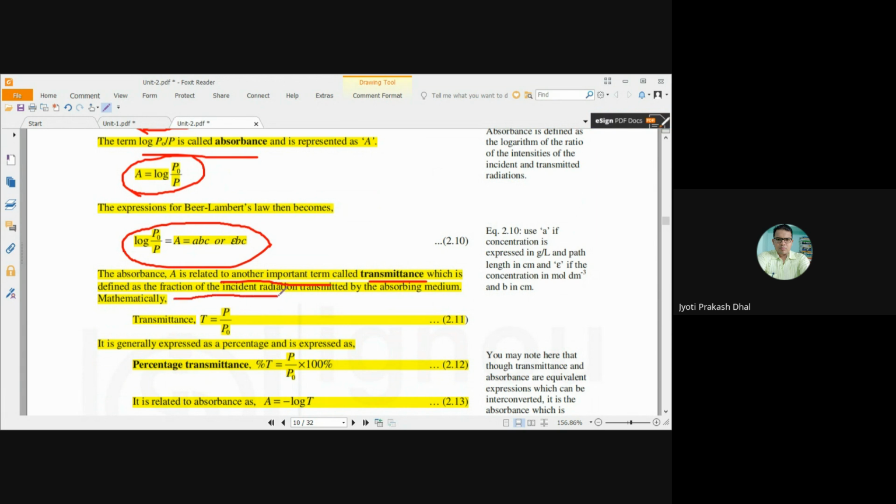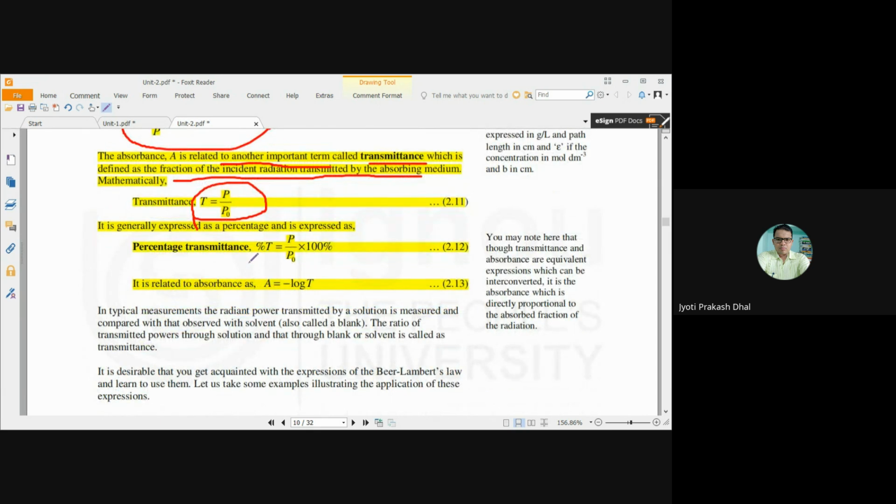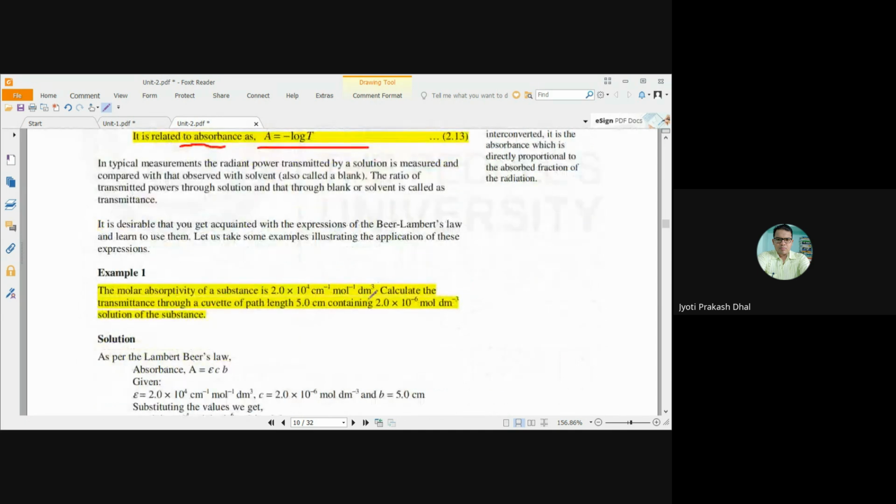The absorbance A is related to an important term, also called the transmittance, which is defined as the fraction of the incident light transmitted by the absorbing medium. Mathematically, transmittance T = P/P0. It is generally expressed as a percentage, so percentage transmittance %T = P/P0 × 100. It is also related to absorbance: A = −log T.